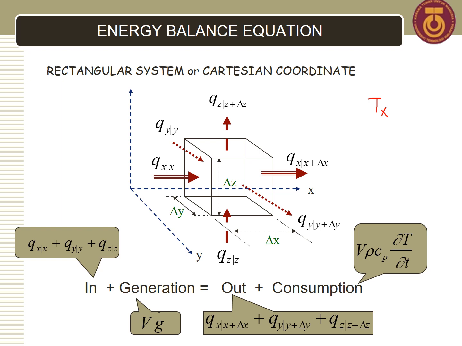the energy balance equation says that total heat or total energy going into the system from X, from Y, from Z, plus energy generated within the system, that is Vg, where g is the energy generation rate and V is the volume of the system, equals energy out from X, from Y, and from Z, plus energy consumed within the system.